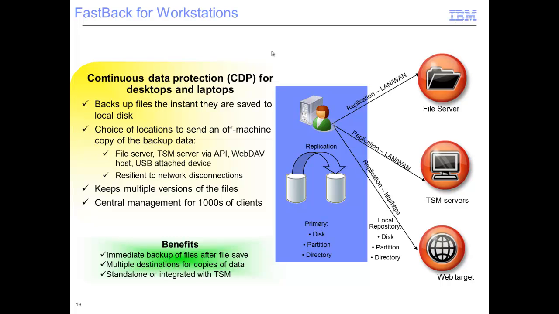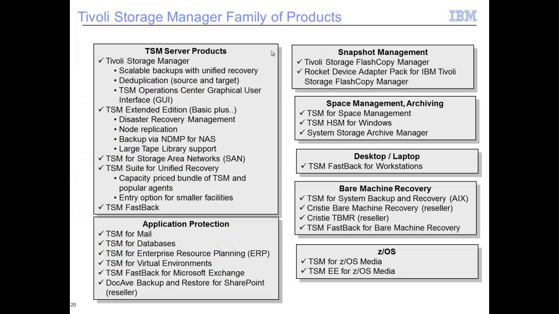The nice thing about Fastback for Workstations is that it is an inexpensive solution that does an instantaneous backup for files of devices that are even in transit and that might not have a network. So for instance, if you're on an airplane that doesn't have network connectivity, your files are still being saved and protected as you do work on that airplane. So Fastback for Workstations can work either standalone or it can be integrated with Tivoli Storage Manager server.